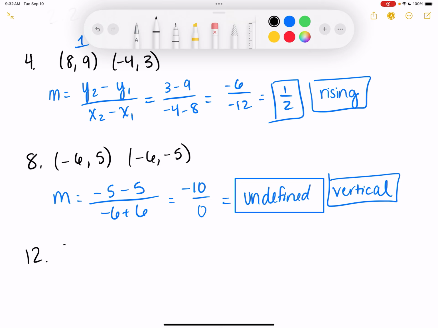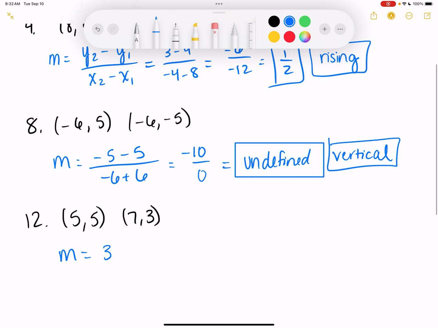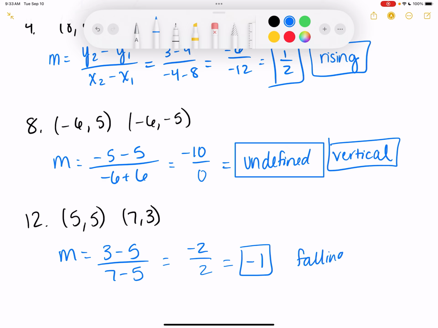Next, the points (5, 5) and (7, 3). Somebody set this one up. 3 minus 5 over 7 minus 5. That would be negative 2 over 2, which is negative 1. So it's a down slope. Down, so it is falling.